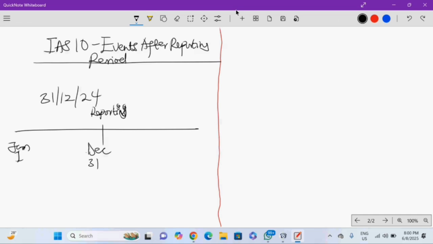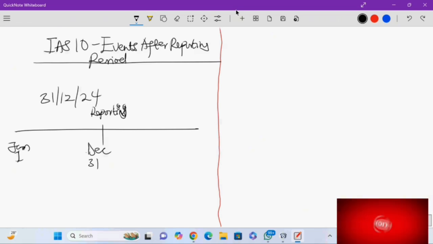So events after the reporting period are events that occur after the reporting date. Say from January 2025, since the period is ending 31st December 2024. The events that occur here are what we term the events after the reporting period. Then the date of publication, usually that is 3 months, so January, February, March, 31st March 2025.